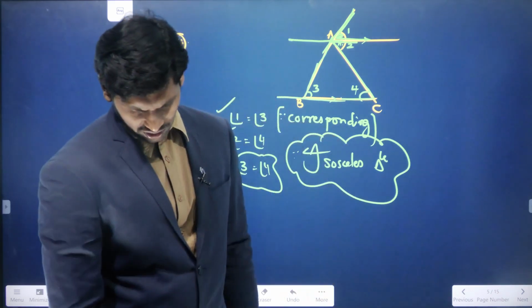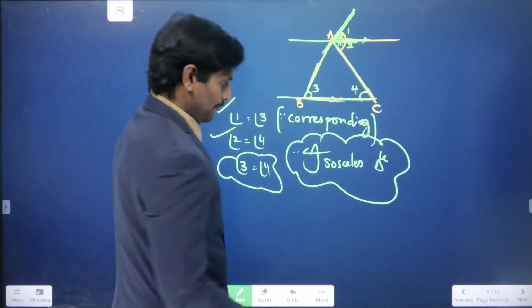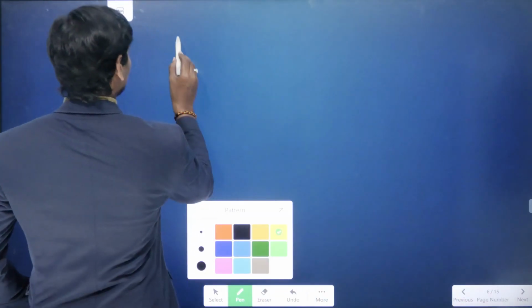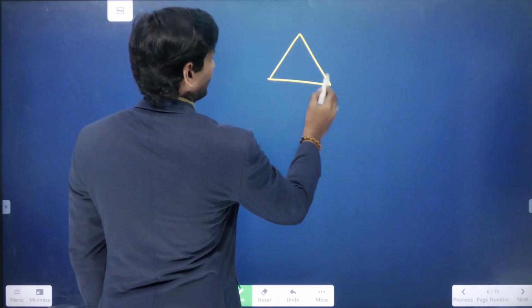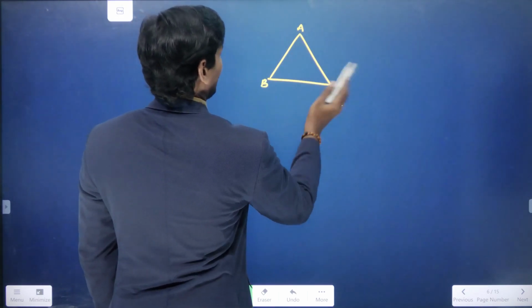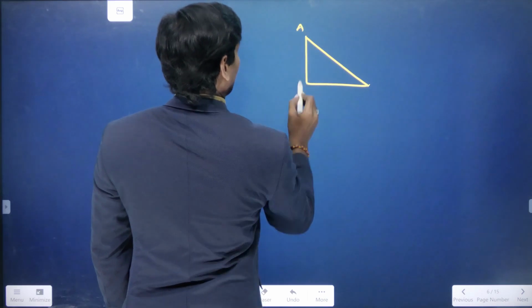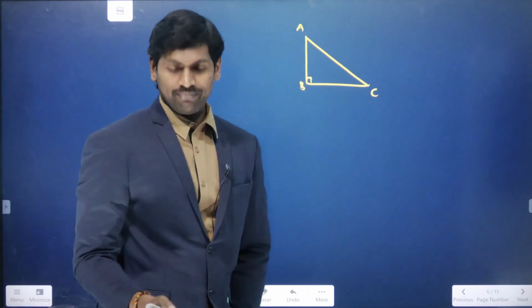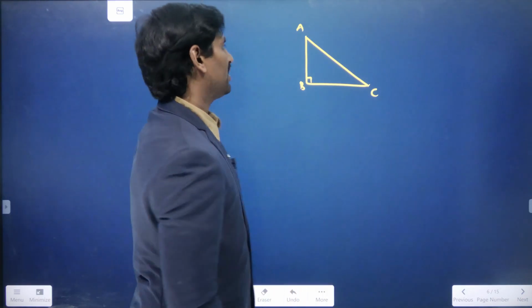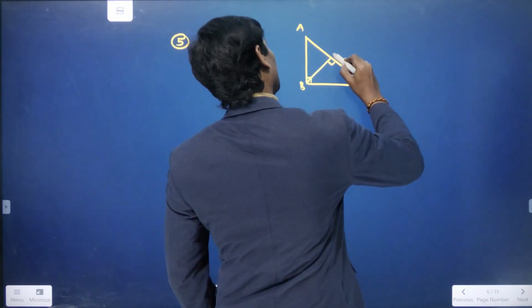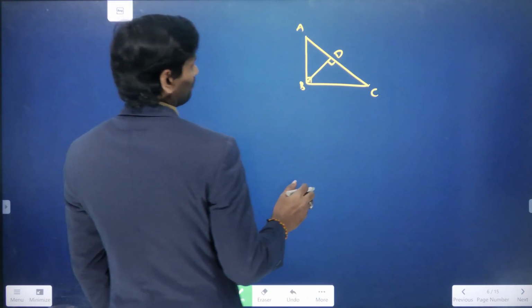Okay. Now let us go to problem number 5. The fifth problem is given that in a triangle ABC, AB is perpendicular to BC. That means ABC is a right angle triangle. BD is perpendicular to AC, so BD is an altitude. And CE bisects the angle C.